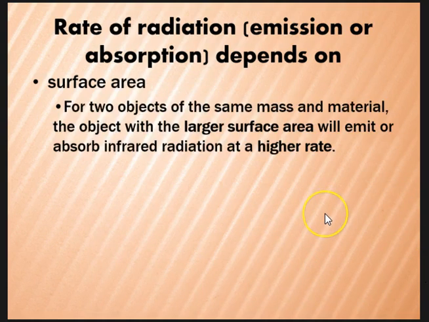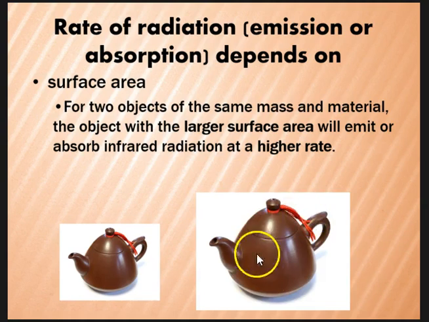The last factor that affects the rate of radiation is the surface area. For two objects of the same mass, material and external surface color and texture, the object with the larger surface area will emit or absorb infrared radiation at a higher rate compared to that with a smaller surface area.